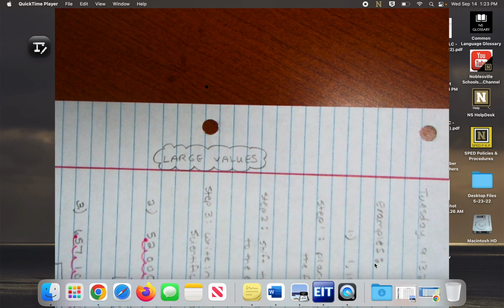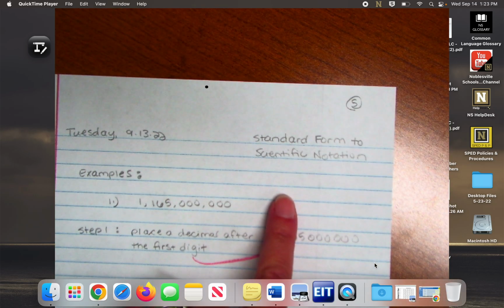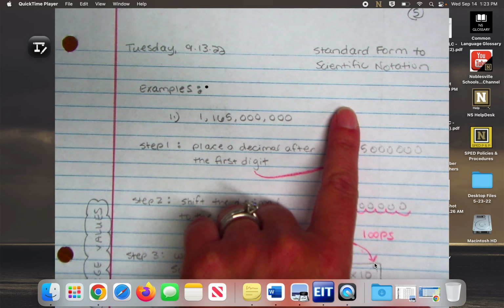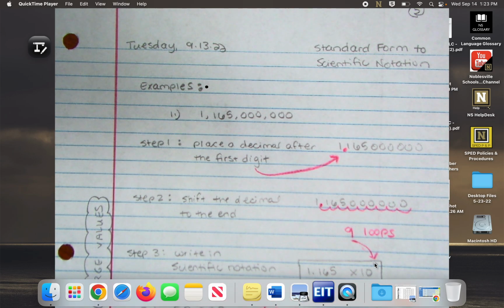This is the process for large values, which means we also need to have a process for small values. So that's this one that says standard right here. Large values. Over to the side.